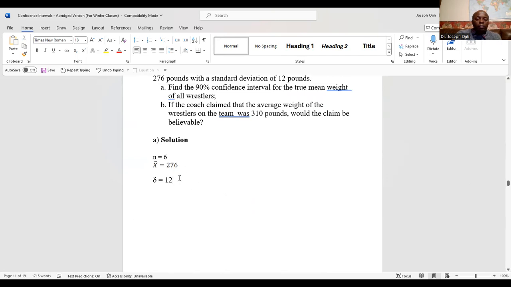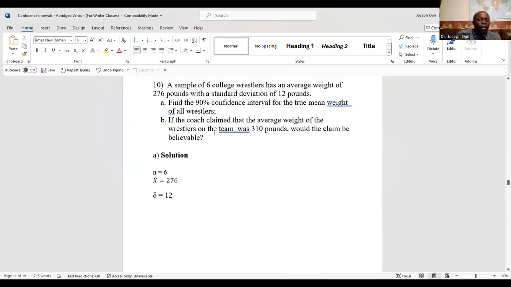So now the confidence level alpha, let me put it this way, the degree of freedom df equals n minus 1, which is 6 minus 1, which is 5. Now, this is not a population standard deviation. This should be a sample standard deviation. So we're going to be using S, since we don't know the value of the population standard deviation.